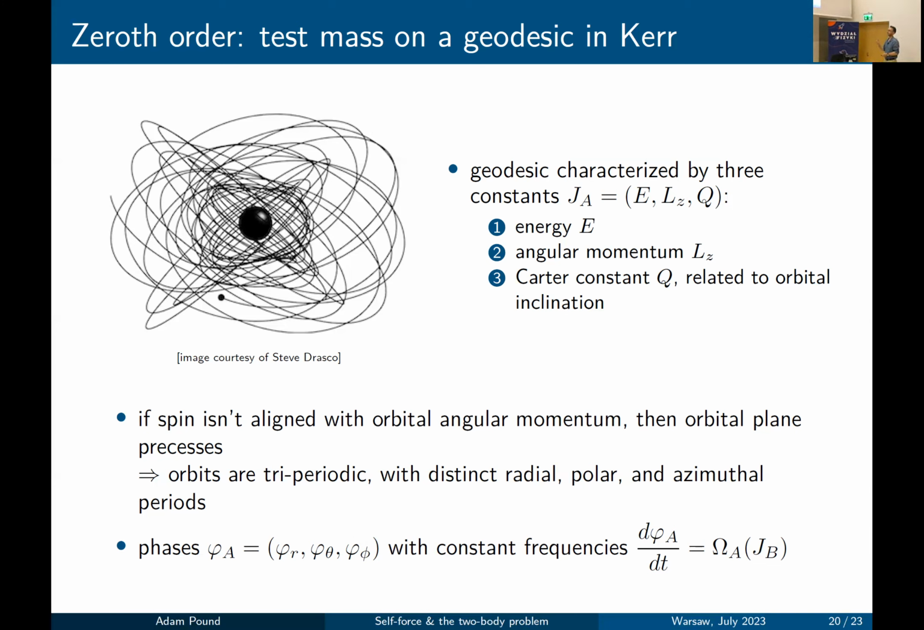Now, for each of these periods, we can construct phases that go from 0 to 2 pi over one oscillation. So 0 to 2 pi over one polar, 0 to 2 pi over one radial, and 0 to 2 pi for one azimuthal orbit. And you can construct them such that they have constant frequency. So they're just growing exactly linearly in time. For people who've studied Hamiltonian mechanics, these are action angles. So these have exactly constant frequencies, and these three frequencies are uniquely determined by these three constants of motion. So you specify energy, angular momentum, and Carter constant, and then you can calculate these three independent frequencies.